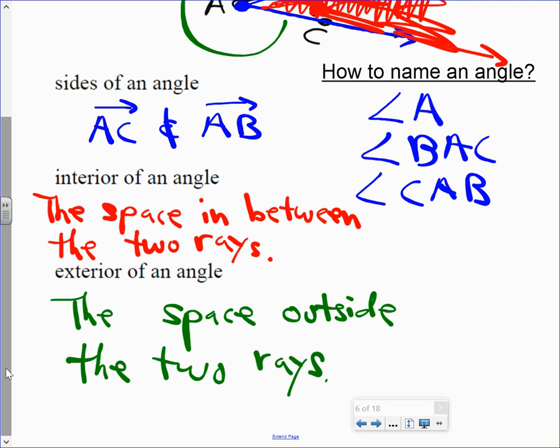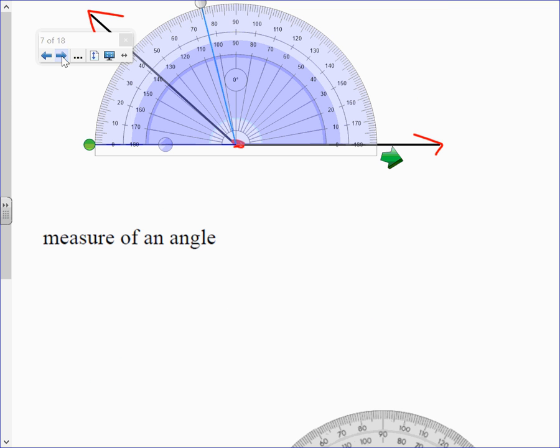All right, here we go. What's the next word? Someone read it out. Measure the angle. How do we measure angles? Check this out. We don't measure angles in feet. We don't measure angles in inches. We don't measure angles in seconds or hours. The way we measure an angle, watch this. What kind of units though?